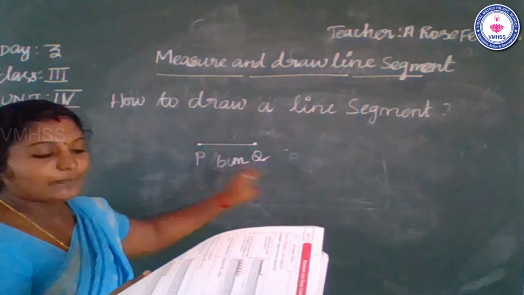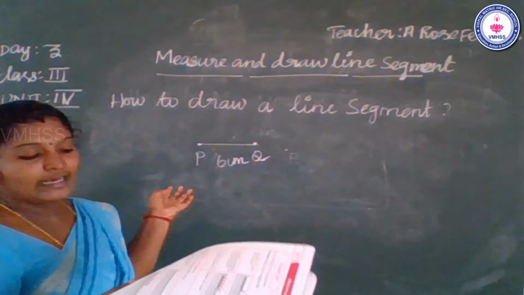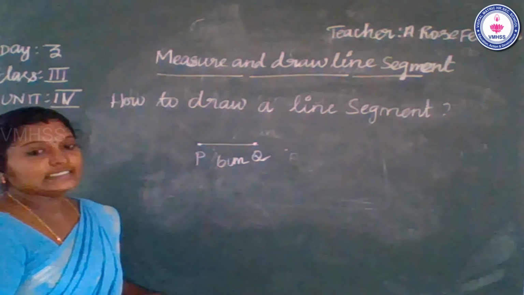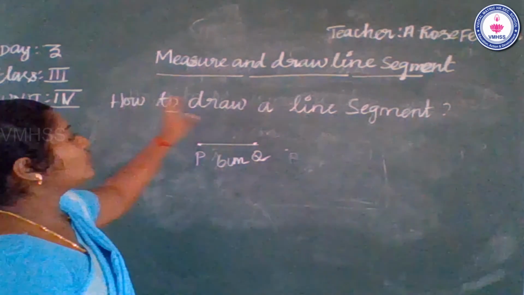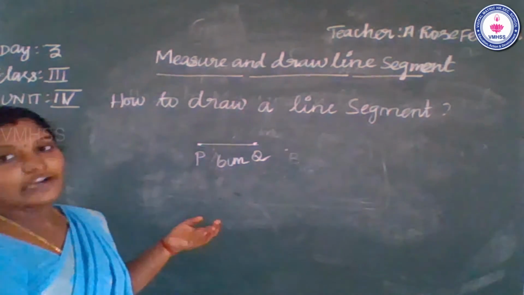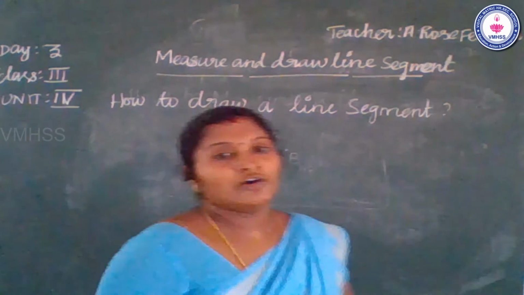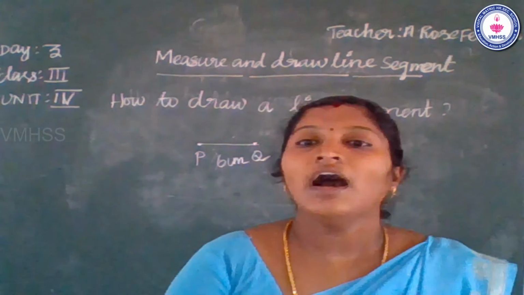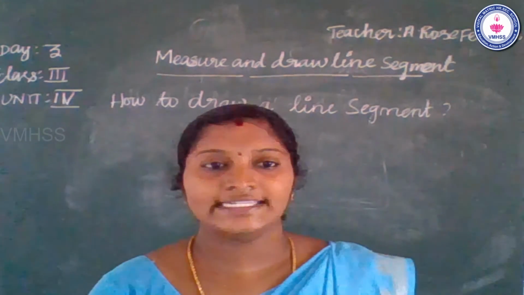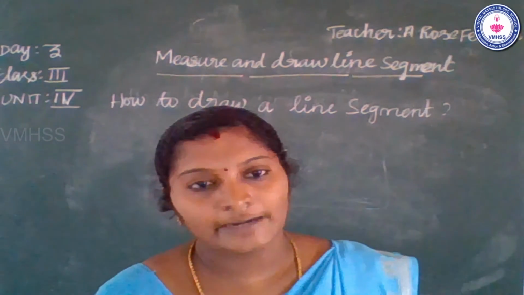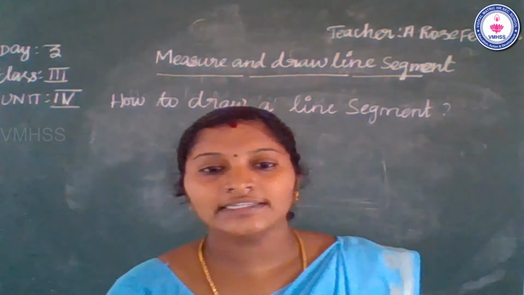Join points P and Q with a line and write 6 centimeter below it. Okay, ma? So this is how to draw a line segment. So what are today's topics? How to measure a line segment and how to draw a line segment. Okay, ma? So do you understand the topic?